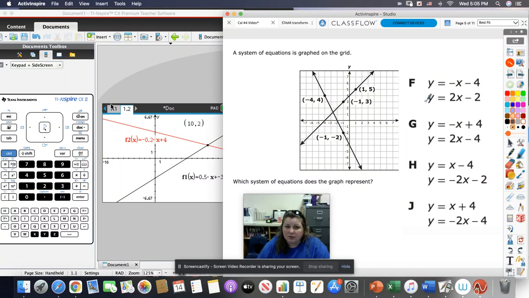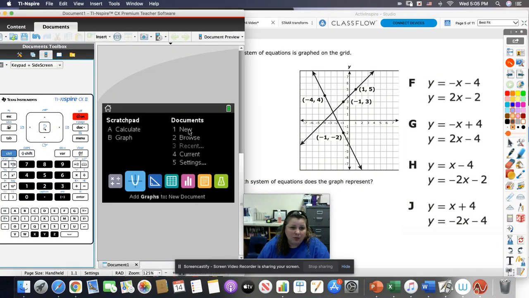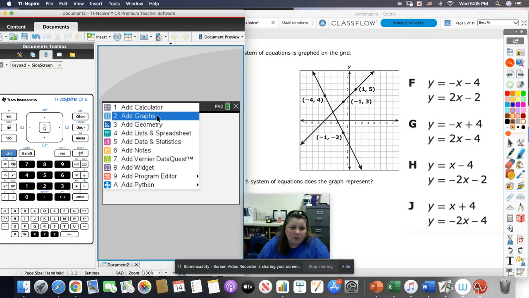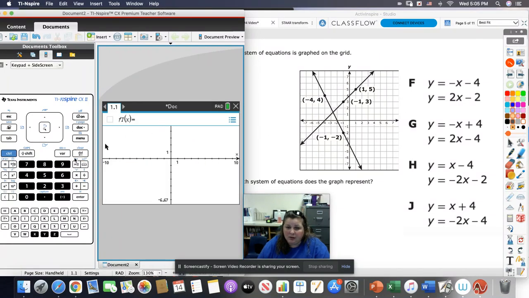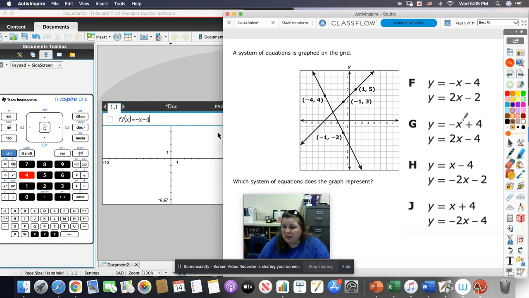All we have to do now is just type these in the graph. Home, new document, save changes, no, add the graph. And the first one is negative x minus 4. Again, just a reminder, it's f of x equals, and that is the same thing as y equals. So if it says y equals, as it does in this problem, that's just like saying f of x equals. And so you can type it in the calculator right here.